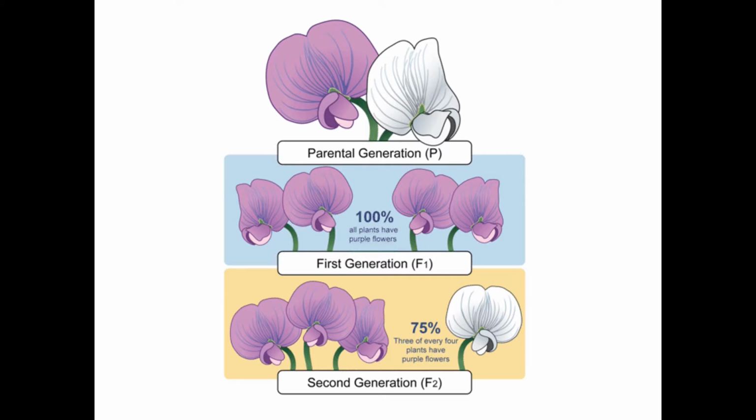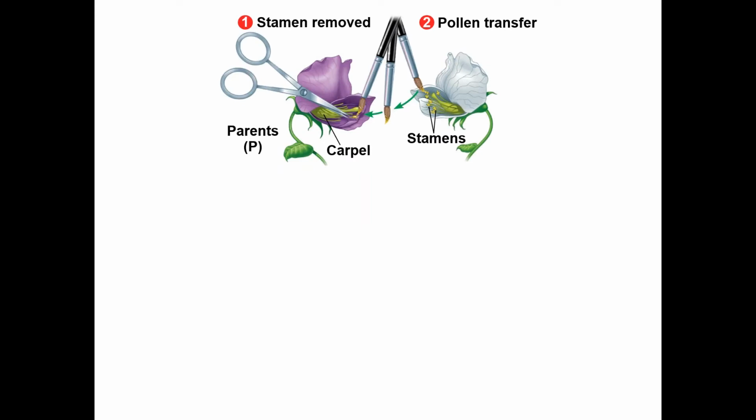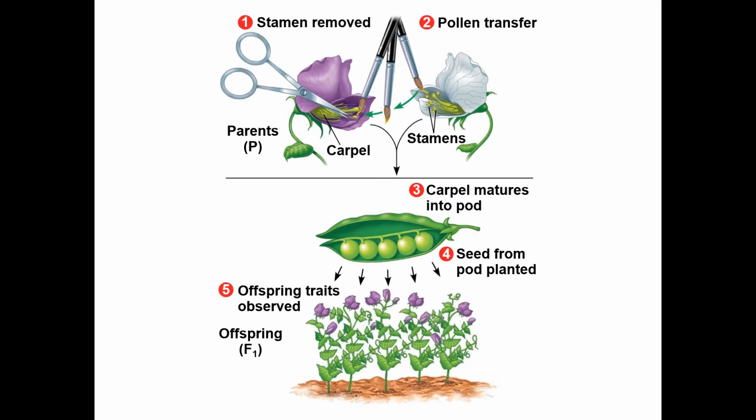The reason that pea plants were such a good choice is that they are complete flowers. This means that they contain both a female part of the plant, the carpel, and the male part of the plant, the stamen. If you take the stamens and remove them, now the plant can't fertilize itself, and you have control over who does the fertilizing. In this case, we have a female purple plant, and we're using sperm from the white plant to create the cross. We then get that carpel to mature into peas. And the peas are very easy to plant and observe the offspring.